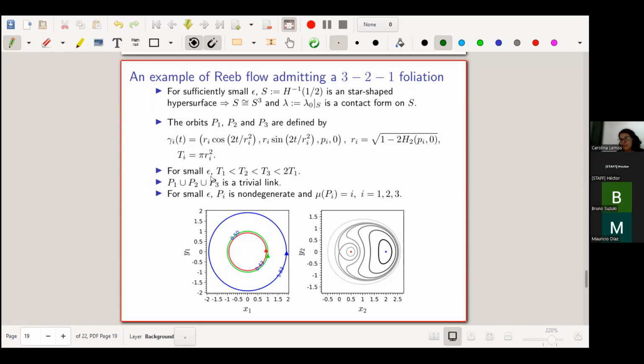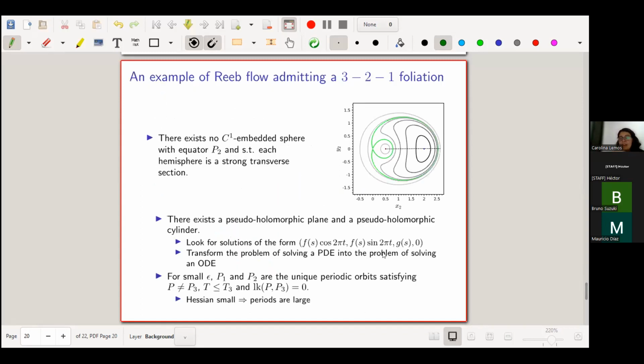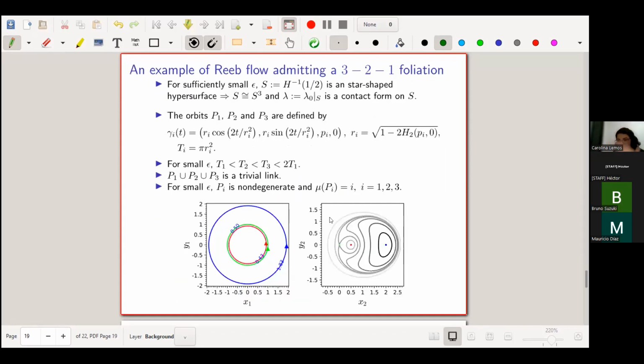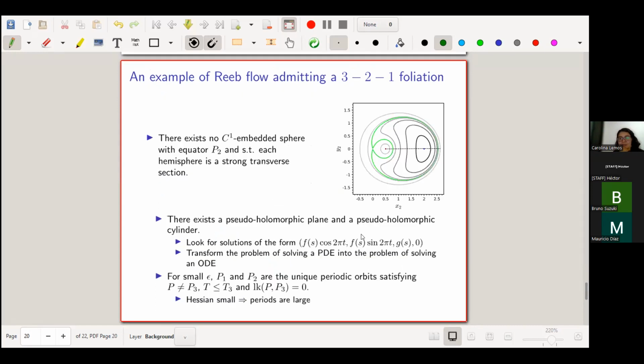And it's easy to see that they are a trivial link, because you can really construct disks to these orbits that don't intersect each other. It's very easy. For instance, one disk here projects here. And computing the linearized flow, we can really see that they are non-degenerate and they have index 1, 2, and 3. This one has index 2, that's the saddle. The maximum has index 1, and the minimum has index 3. And basically, some of the hypotheses are checked.